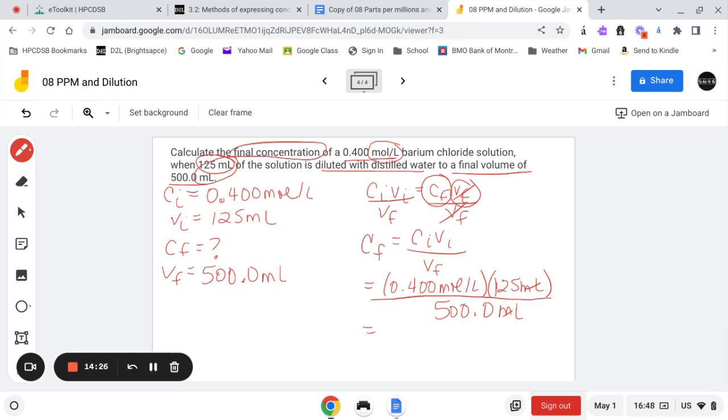So follow along: 0.4 times 125, we're going to divide by 500. And I am getting a concentration of 0.1, says the calculator, but I'm going to go to 2 decimal places. So I'll add on a 0, and I get 0.10 moles per liter. And again, you should have a lower concentration because you've added more water. You've diluted it down, and the number of particles that you had are now dispersed in more water, so the concentration goes down.